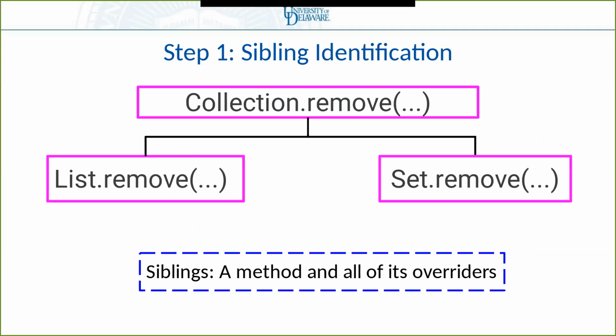The first step of the approach is sibling identification. Siblings are code entities that are accomplishing the same goal within the application and therefore should be tested the same. For our approach, we define a sibling group as a method and all of its overriders. Although inheritance is a convenient way of establishing a sibling relationship, it is not the only method that can be used to form sibling groups. In this example, the method remove and its overriders become a sibling group.